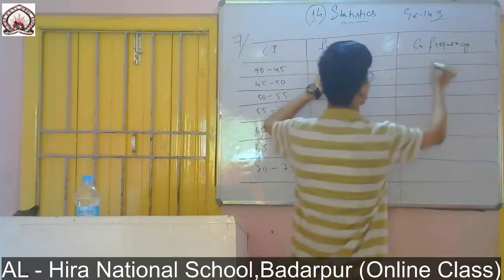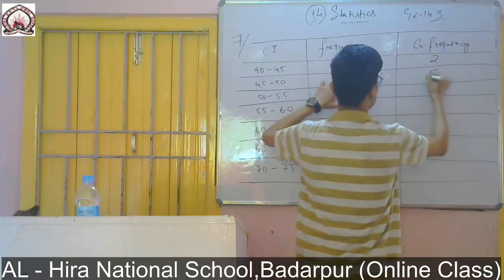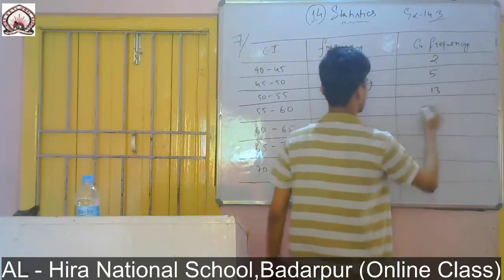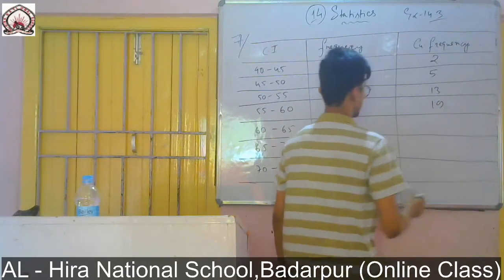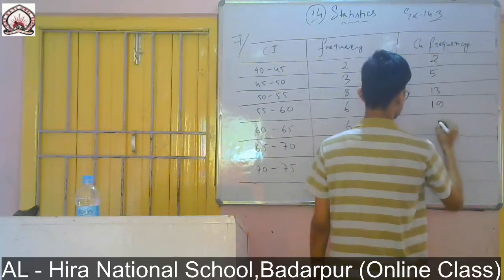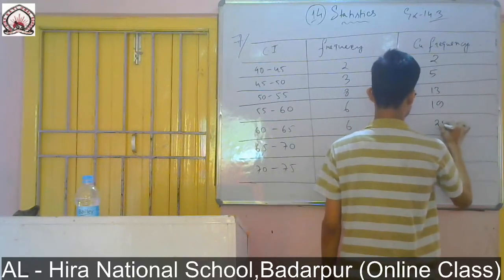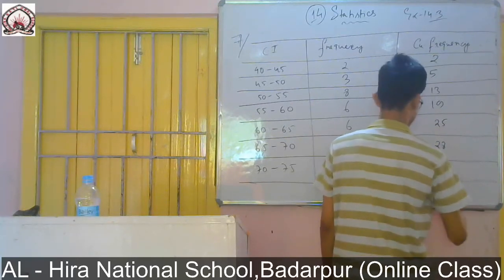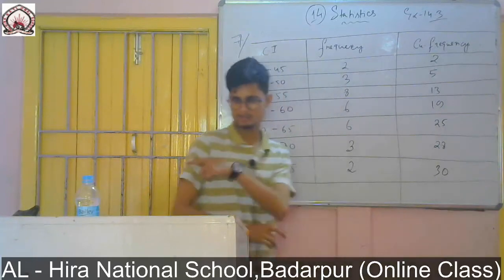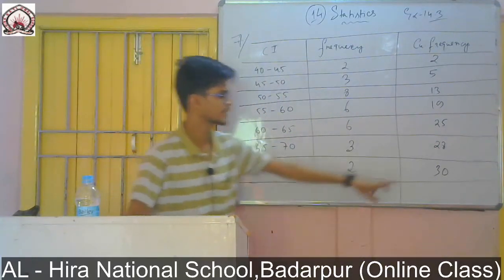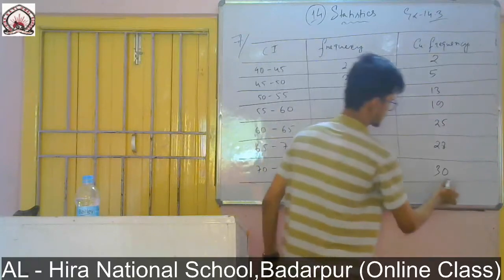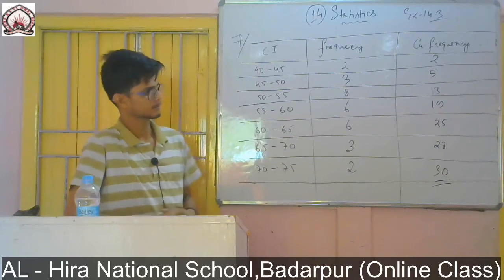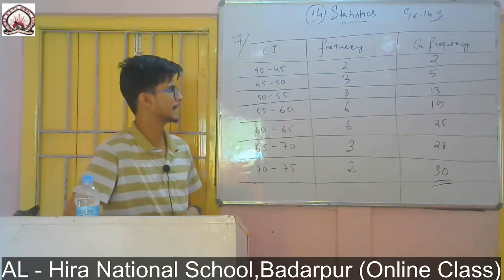So first one it will be 2, then 2 plus 3 it is 5, then 5 plus 8 it is 13, then 13 plus 6 it is 19, then 19 plus 6 it is 25, 25 plus 3 is 28, 28 plus 2 is 30. You see how many students are given in the question, 30 students, and it came 30. That means it is correct up to this much. So I got the values 2, 5, 13, 19, 25, 28 and 30.